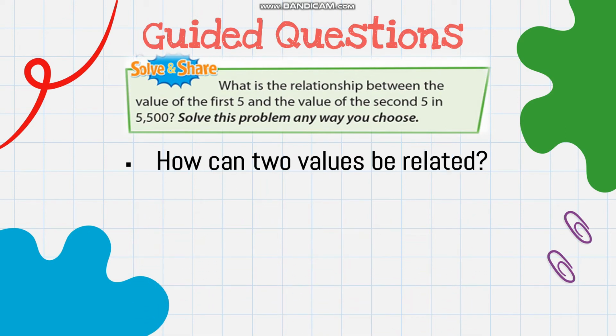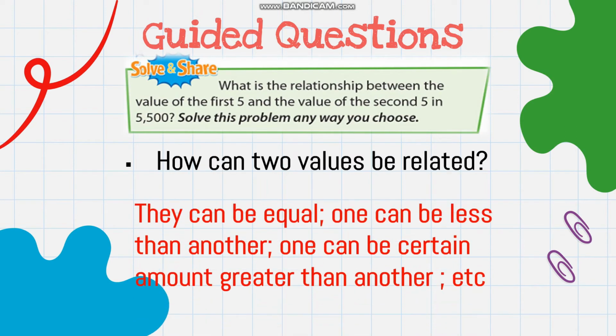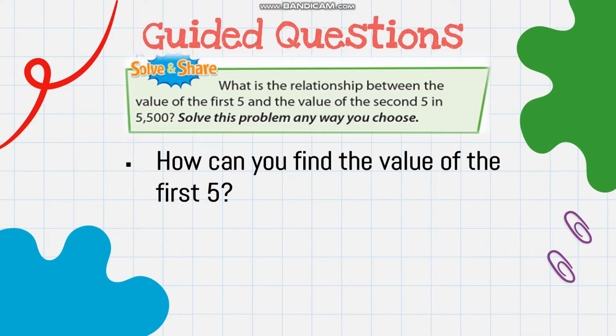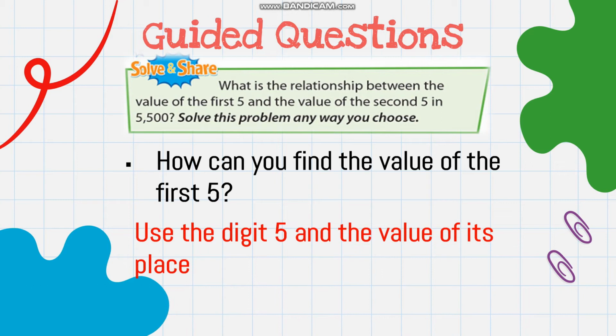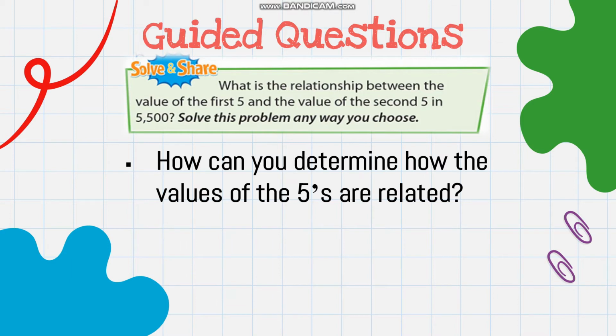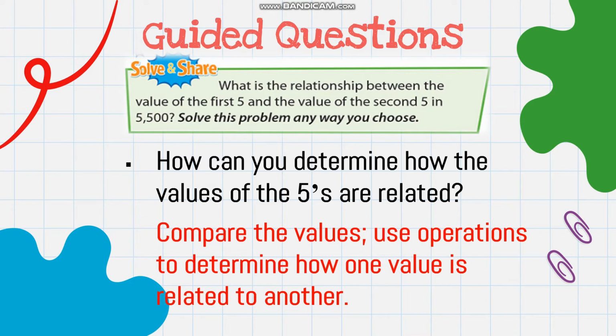Next, how can two values be related? They can be equal, one can be less than another, or one can be a certain amount greater than another, etc. How can you find the value of the first 5? Use the digit 5 and the value of its place. And how can you determine how the values of the 5s are related? You simply compare the values and use the operations to determine how one value is related to the other.